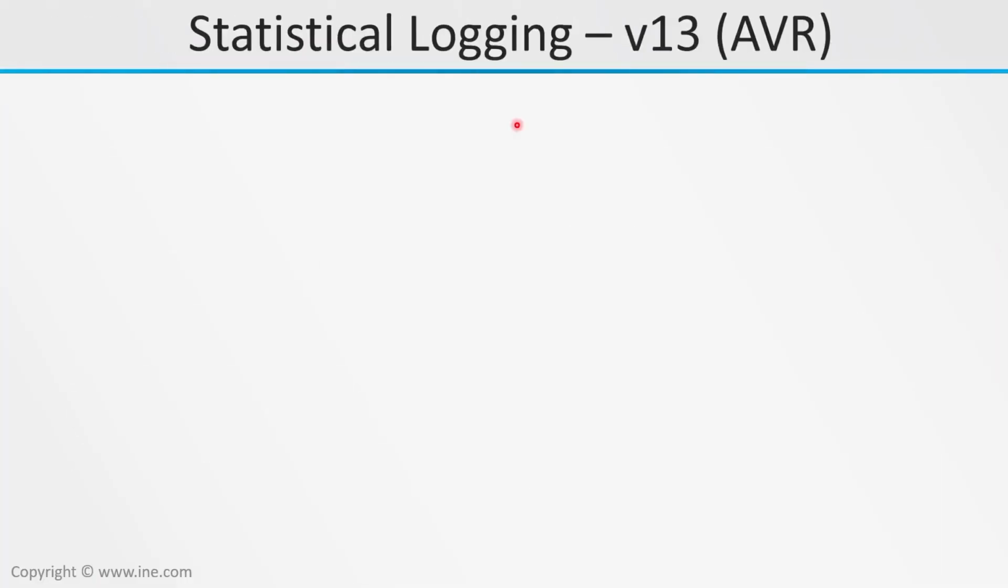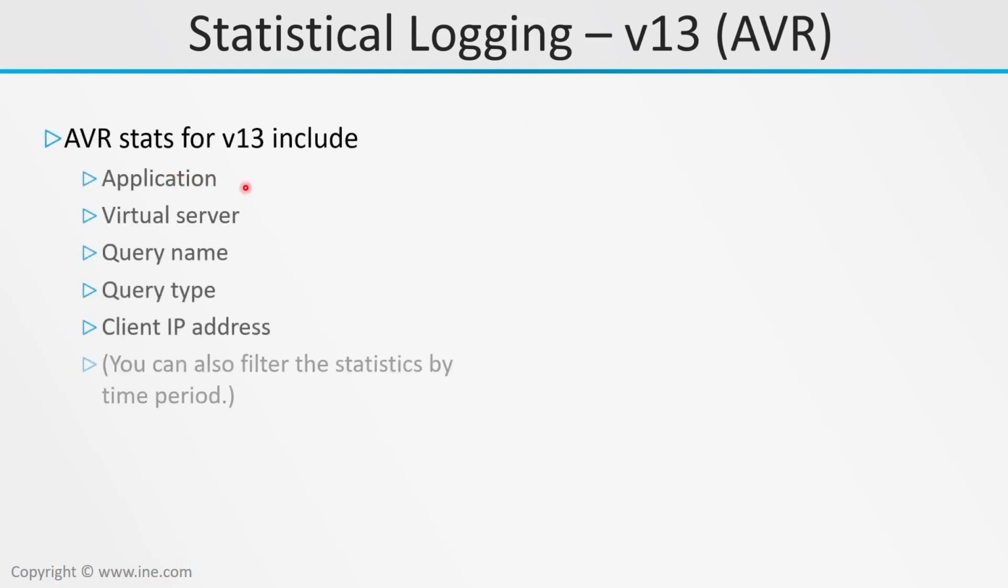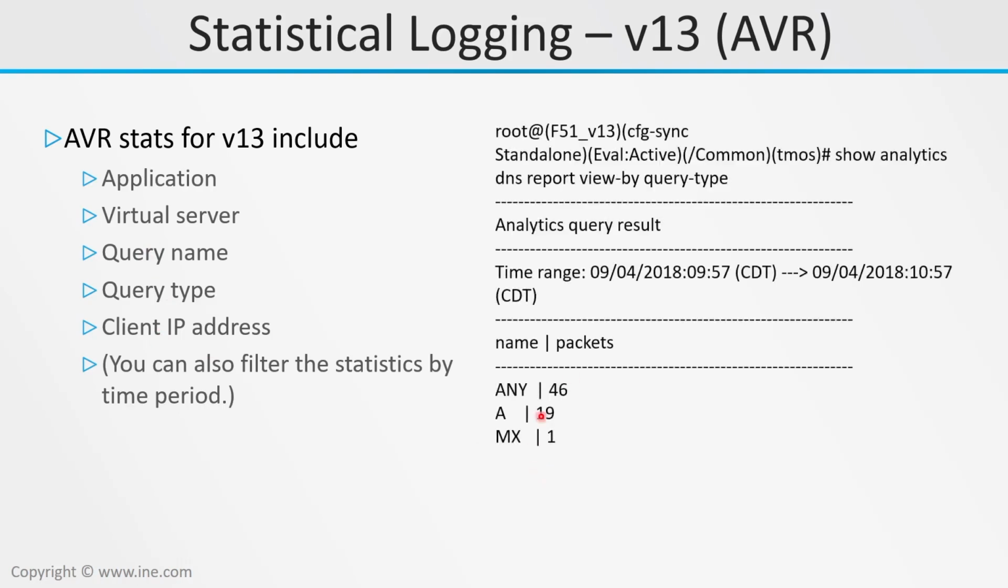Okay, so here is statistical logging based on the version 13 AVR. The AVR stats for version 13 include application, virtual server, query name, query type, client IP, and we can also filter the statistics based on time period. Okay, so here we have an example from our version 13 client.